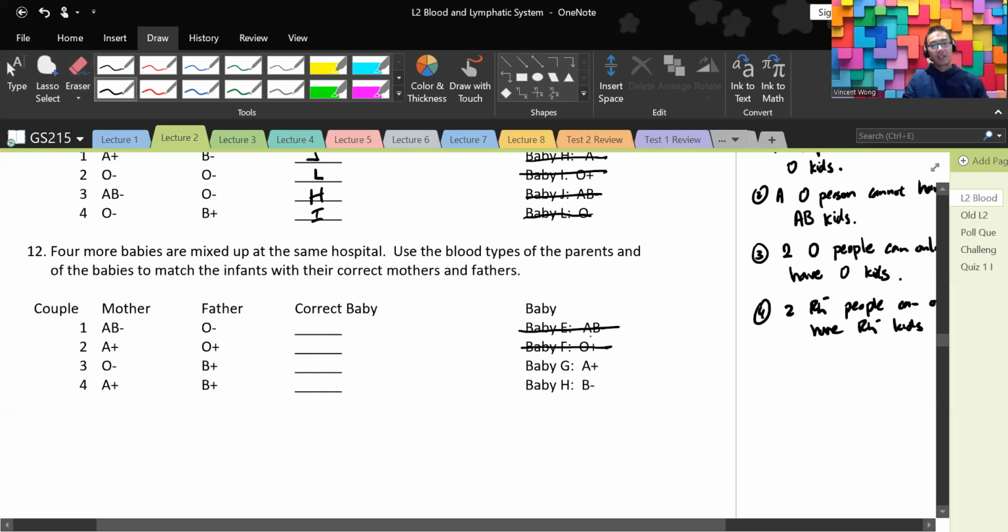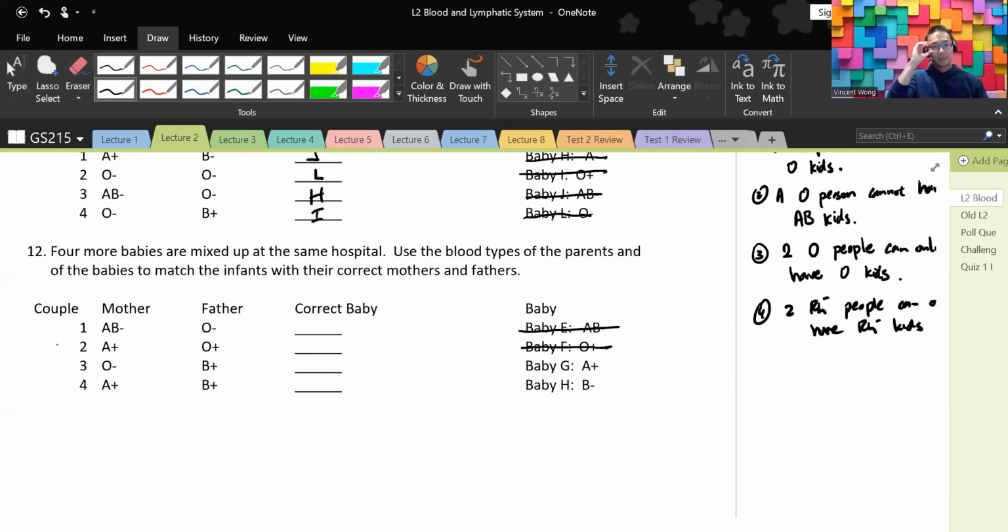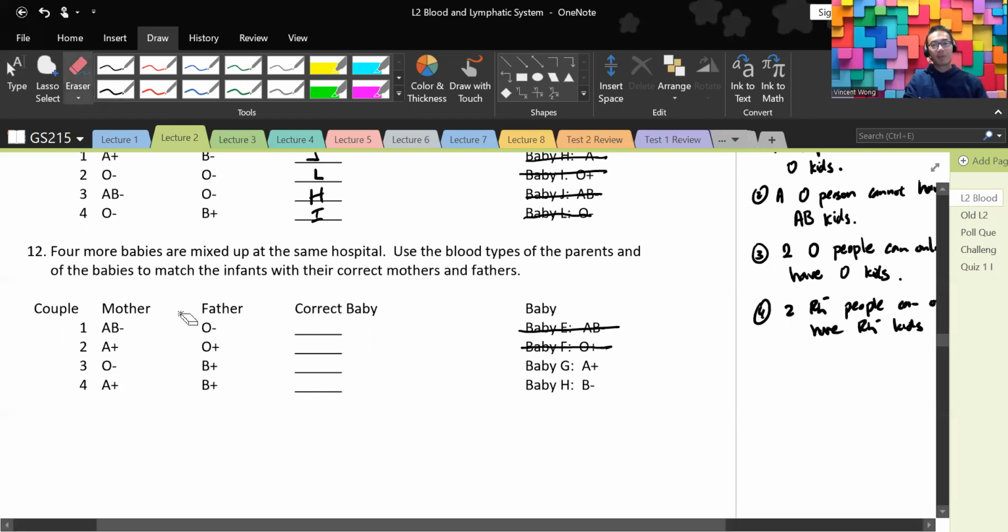Okay. So is it baby G or baby H? What do you think? For couple number 1, anybody want to explain? Baby H, yeah. Okay, can someone explain to me why? Because both are negative. Exactly, right? Both of them are negative. They cannot have positive. So that has to be baby H. Okay, so baby H is taken.